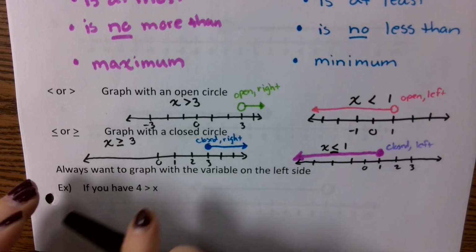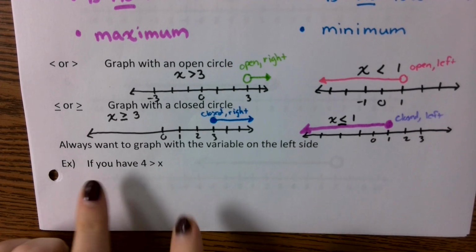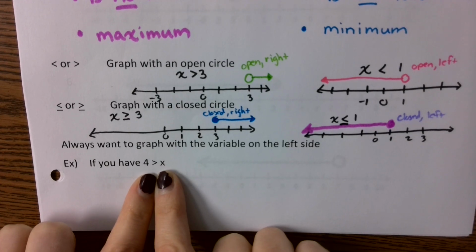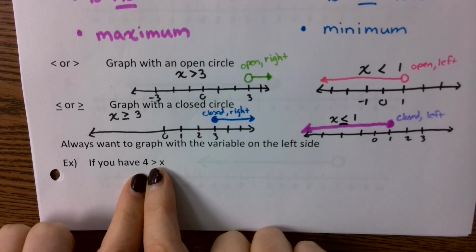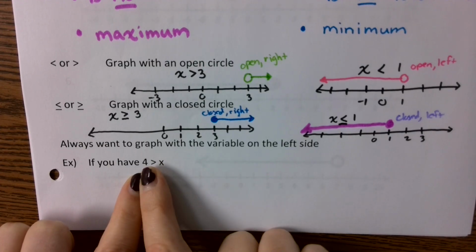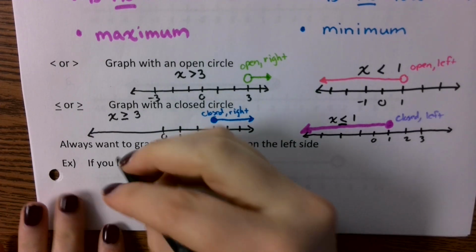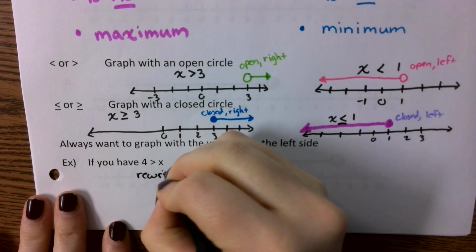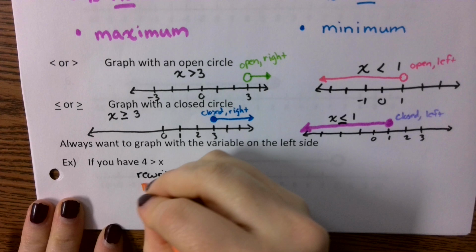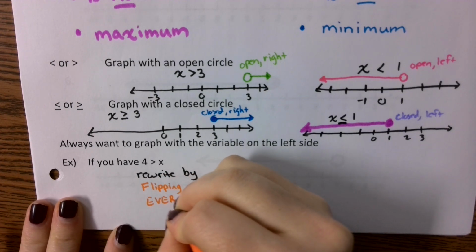Okay, if the variable's on the left side, the arrow is pointing in the correct direction. So let me show you what I mean. If we have 4 is greater than x, when I look at that, I'm like, oh, my arrow is pointing to the right, so I'm going to graph it greater than. But it says 4 is greater than x. If I rewrite this, then when I rewrite by flipping everything. That's the important thing to make sure I know. I am flipping everything.